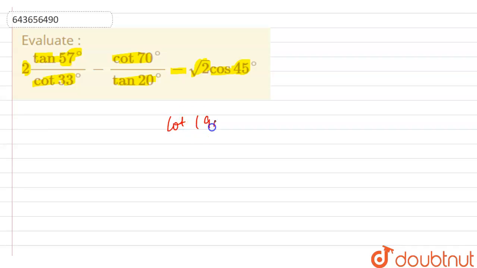cot of 90 degree minus theta is equal to tan of theta, where theta is any angle, right? So here, in place of this tan 57 degree, we can write this 2 as it is, cot of 90 degree minus 57 degree.